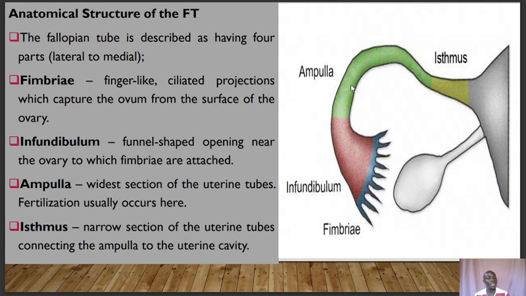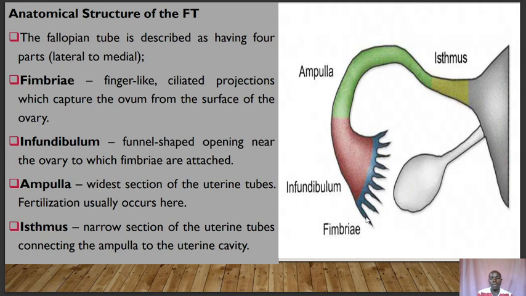This is the major site for fertilization. Then we have the infundibulum. Then lastly the fimbriae. The fimbriae are just finger-like ciliated projections which capture the ovum from the surface of the ovary. Capture it. And then the infundibulum is a funnel-shaped opening near the ovary to which the fimbriae are attached.